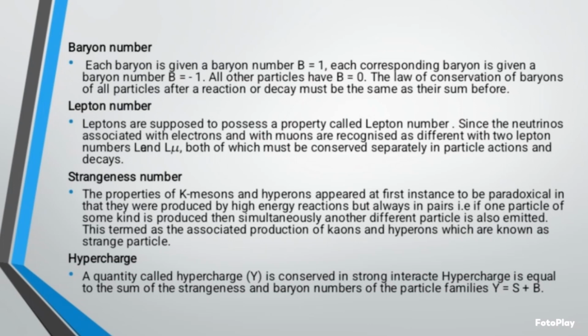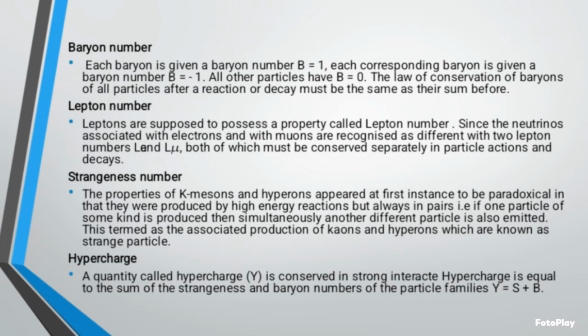Lepton numbers. Leptons are supposed to possess a property called lepton number, which is represented by capital L. Since the neutrinos associated with electrons and with muons are recognized as different, we introduce two lepton numbers, Le and L mu, both of which must be conserved separately in particle reactions and decays.